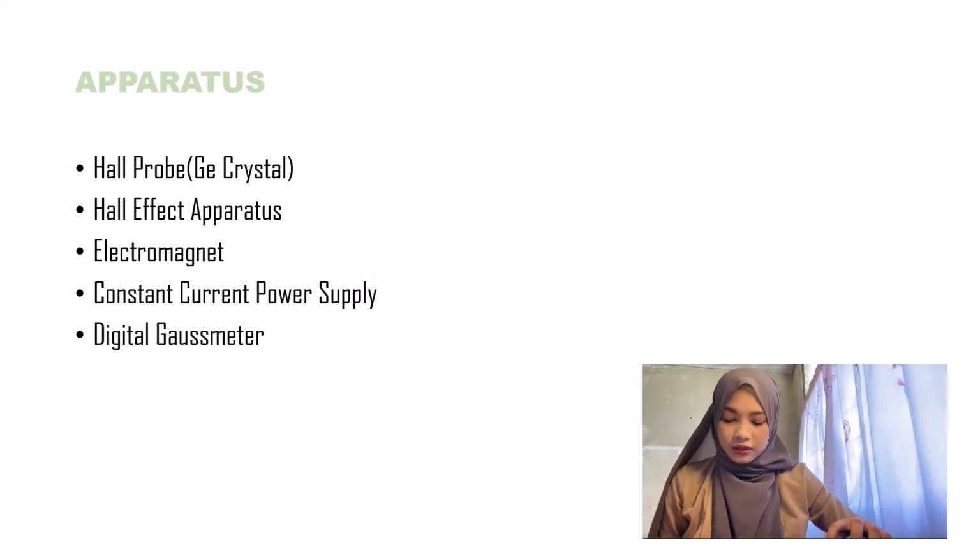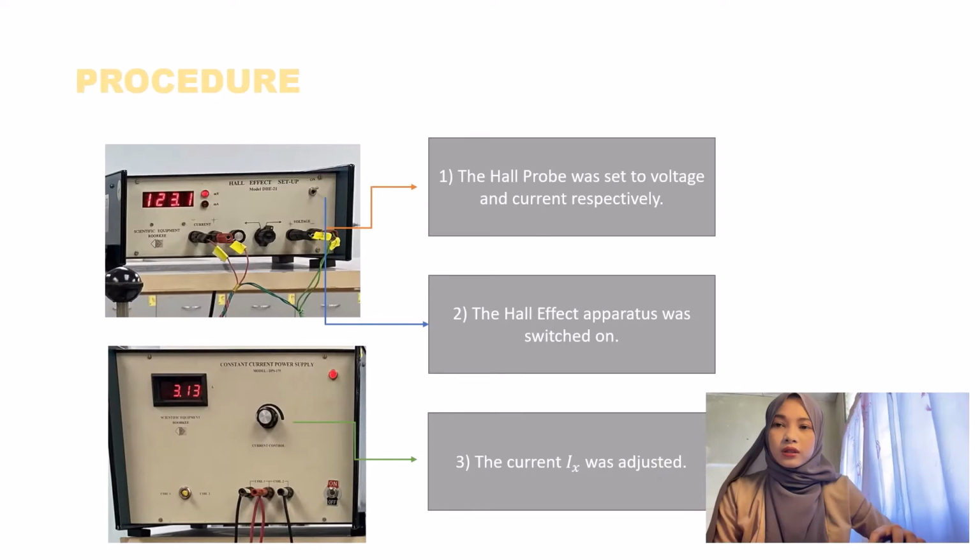First thing first, the apparatus that we use in this experiment is the Hall probe, which is GL crystal, Hall effect apparatus, electromagnet, constant current power supply, and also digital gauge meter. And then the current IX was adjusted. So next is the procedure of the experiment.